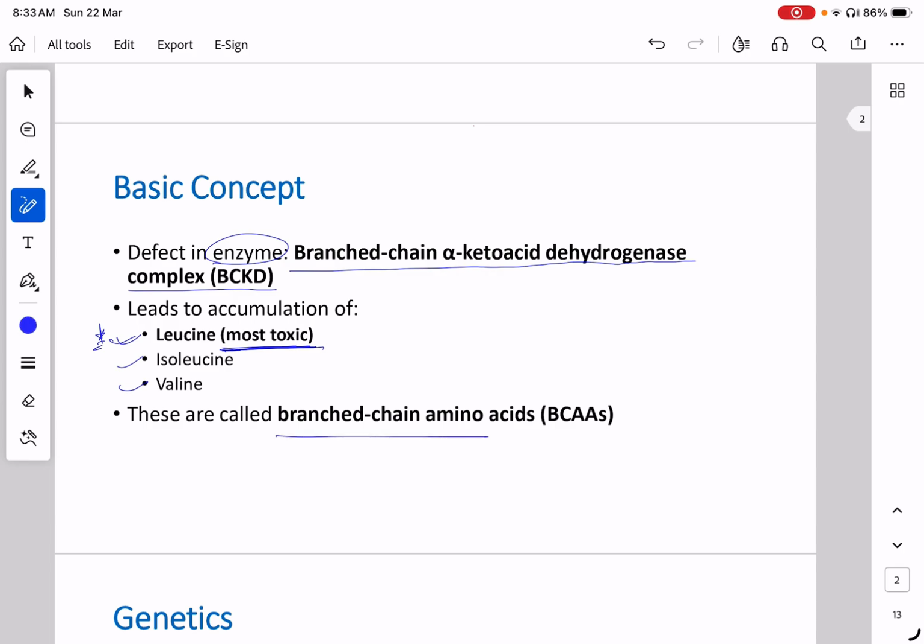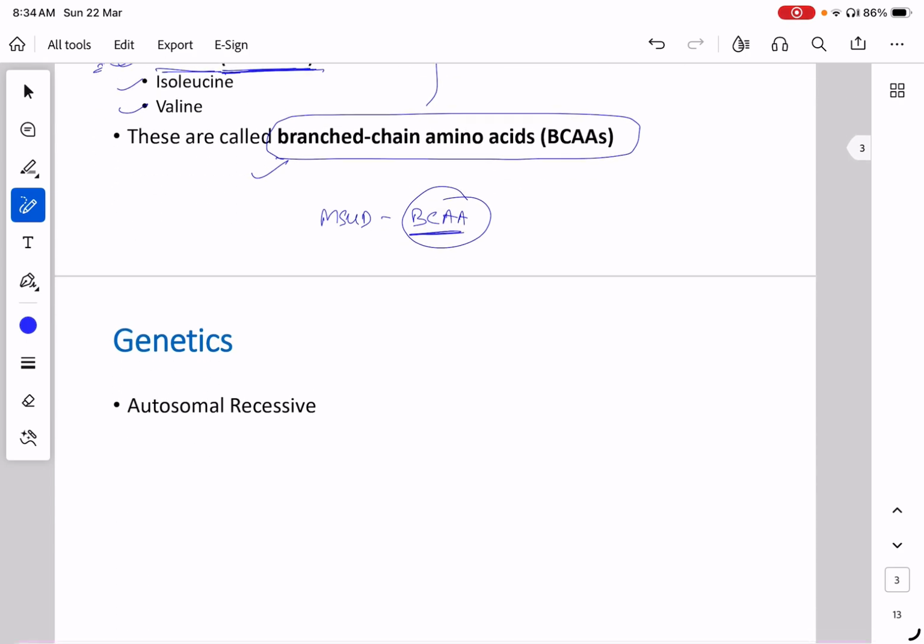And these are broadly known as branch chain amino acids. So usually it's asked that maple syrup urine disease is a branch chain amino acid defect. Okay. So what we have to remember from this slide: the enzyme defect is branch chain amino acid. At least you should remember this term. And to be precise, branch chain alpha keto acid dehydrogenase complex defect, and it leads to accumulation of leucine. Leucine is the important compound which leads to toxicity.